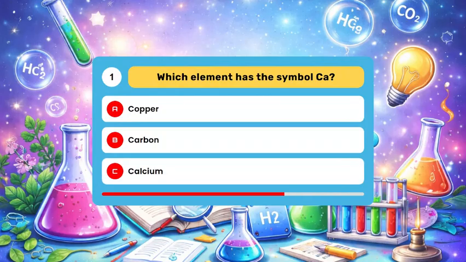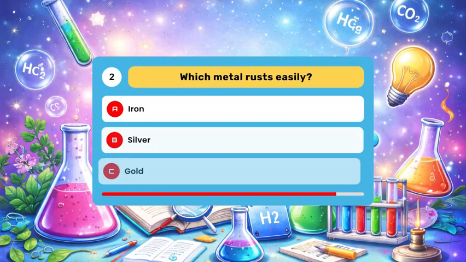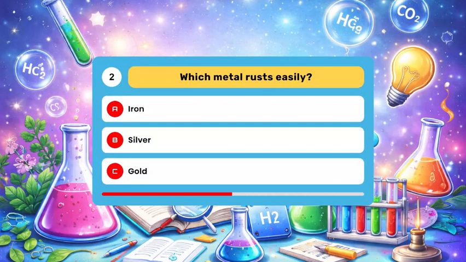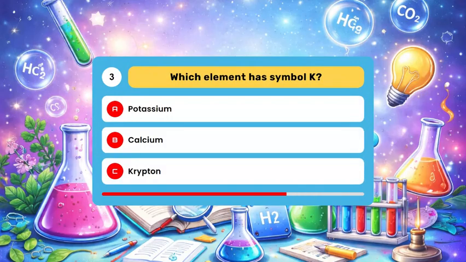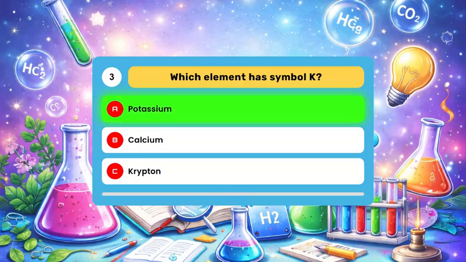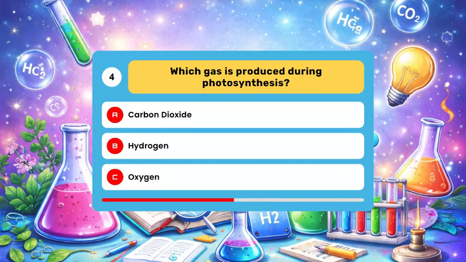Which element has the symbol Ca? Calcium. Which metal rusts easily? Iron. Which element has symbol K? Potassium. Which gas is produced during photosynthesis?